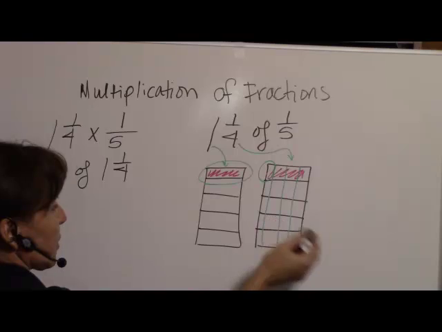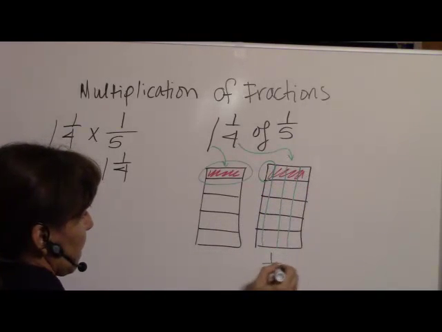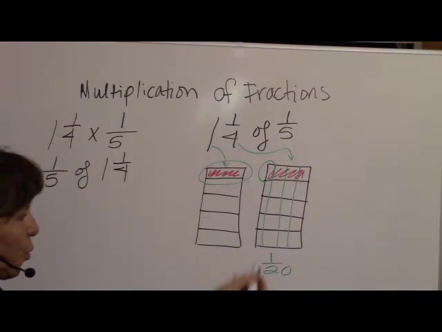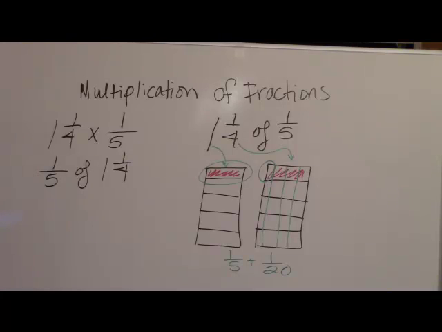Well, this is 1 out of 4, 8, 12, 16, 20. So, because 4 times 5 is 20, this is 1 out of 20. Okay, and over here this is 1, which is just 1/5. So when you add these two together, you're going to get your total.